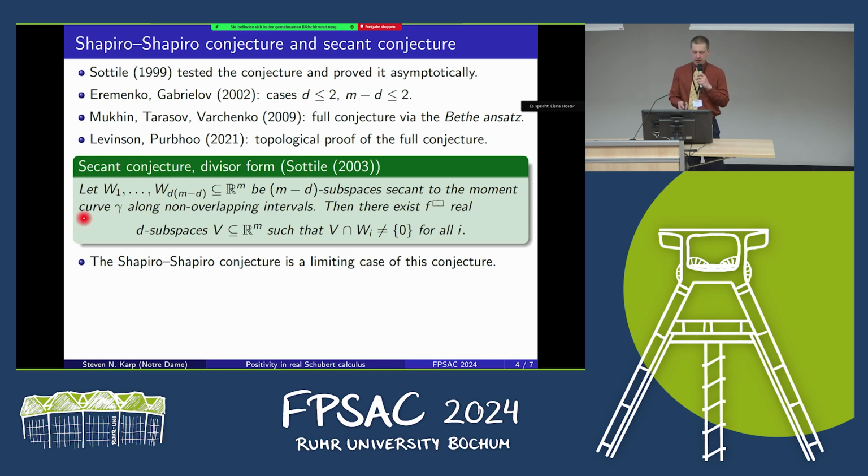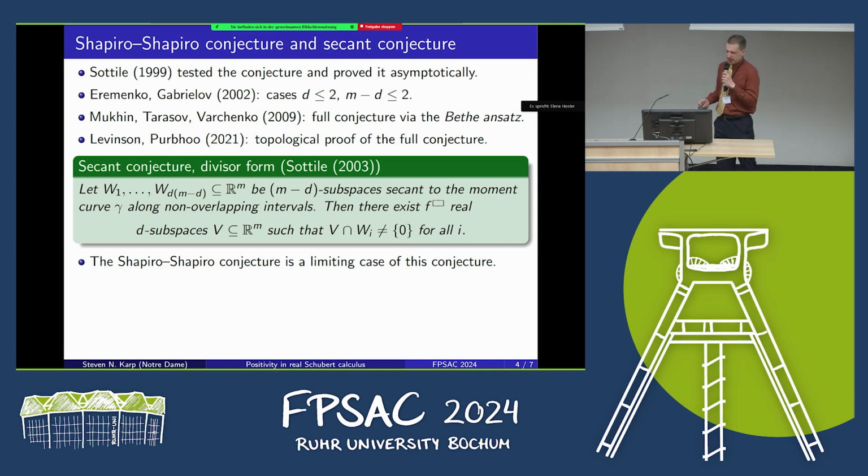And we have an additional condition here, which is that if we take two different w sub i's and look at the two sets of points of secancy, we don't want those points to overlap along the moment curve. And the conjecture is that if we have this non-overlapping condition, then all the solutions to this Schubert problem are real, as before. And again, I'm only stating the form of the conjecture for these divisor Schubert problems, where we have codimension 1 conditions here.